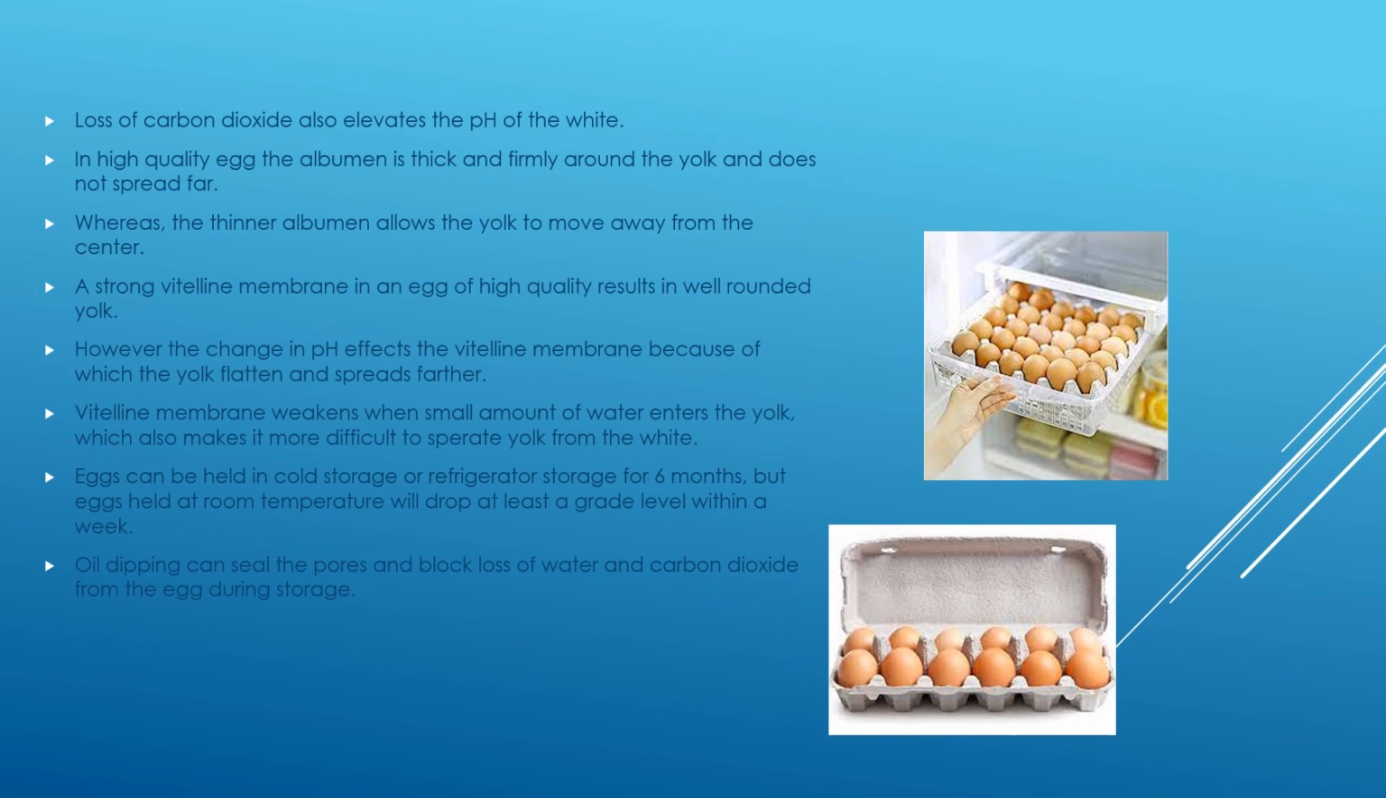The loss of carbon dioxide also elevates the pH of the white. In a high quality egg, the albumin is thick and firm around the yolk and does not spread far, whereas thinner albumin allows the yolk to move away from the center. A strong vitelline membrane in an egg of high quality results in a well-rounded yolk.